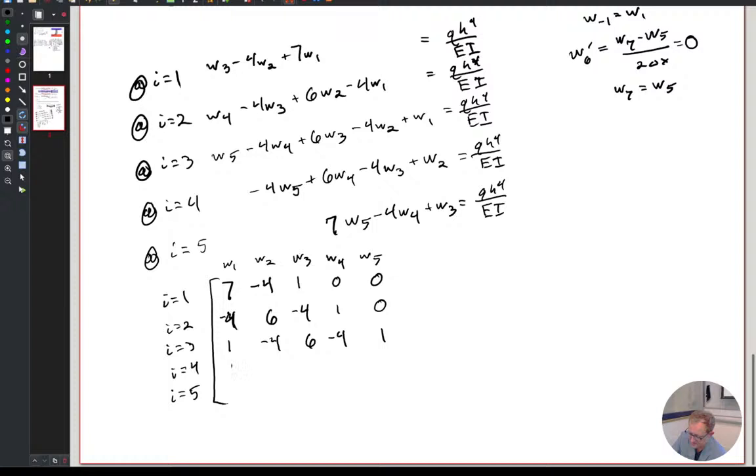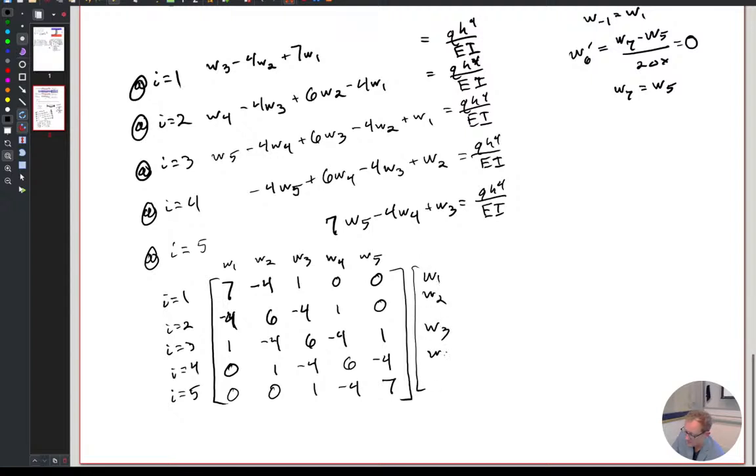And then a 0 for that i equals 4, a 1 W2, -4, +6, then a -4, and then down in this last equation, a few zeros in here, but then a 1, a -4, and then 7, all times that W1, W2, W3, W4, W5, like that.